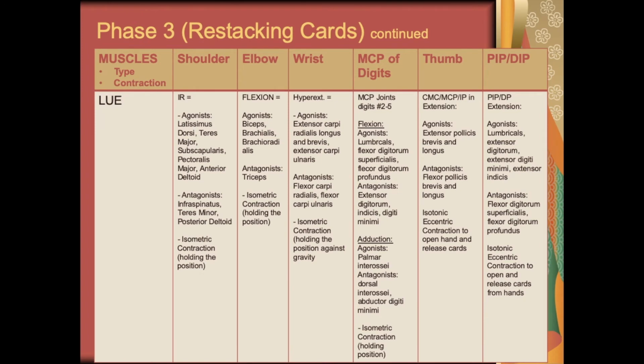The left upper extremity muscles primarily maintain an isometric stabilizing hold at the shoulder, elbow, and wrist, but there is an isotonic eccentric contraction occurring at the distal joints of the hand, which includes the joints of the thumb and digits.